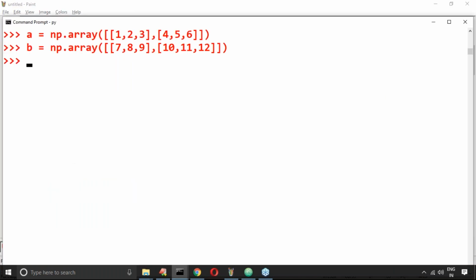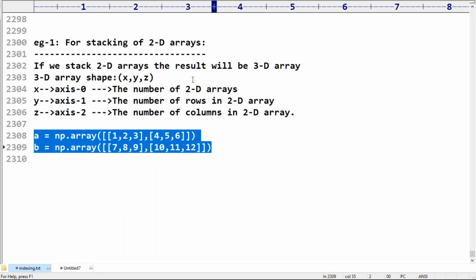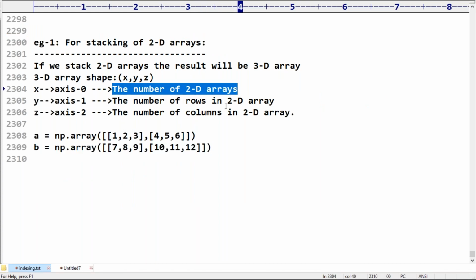Perfect. Now np.stack of a comma b. I'm not specifying any axis. If I'm not specifying any axis, it means axis 0. In the 3D array result, axis 0 means the number of 2D arrays, not row wise. Next, axis 1 means the number of rows. Axis 2 means the number of columns. Correct? Please confirm.